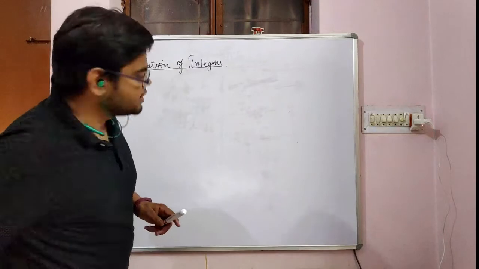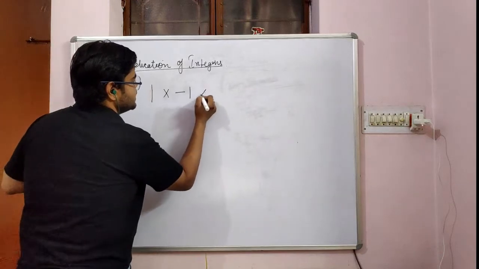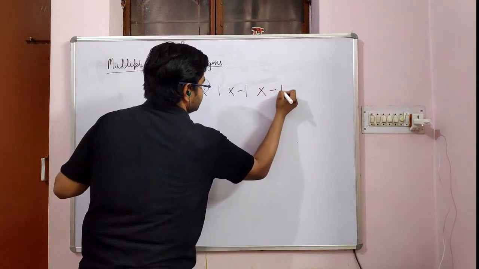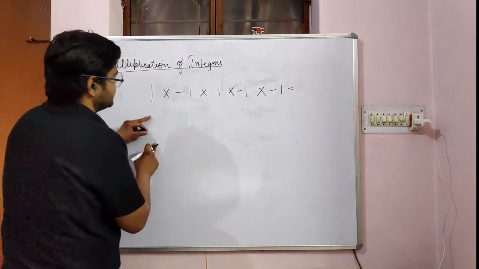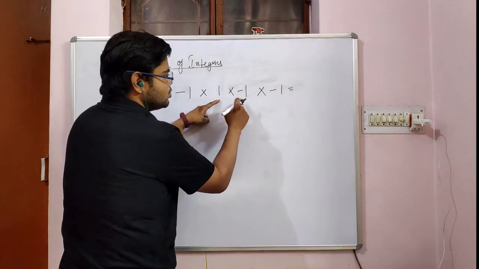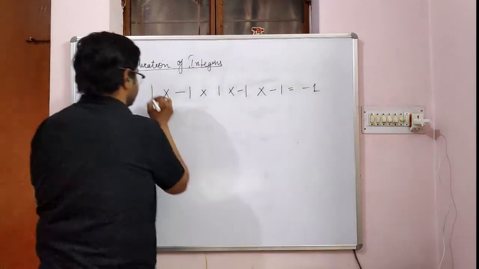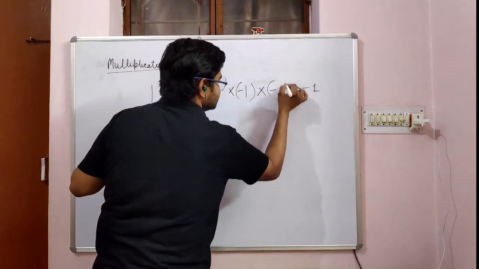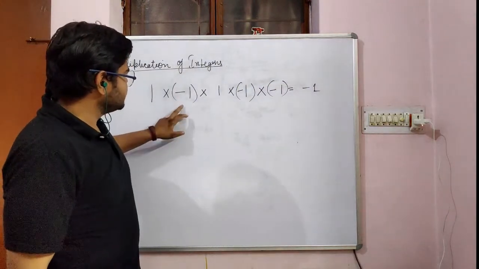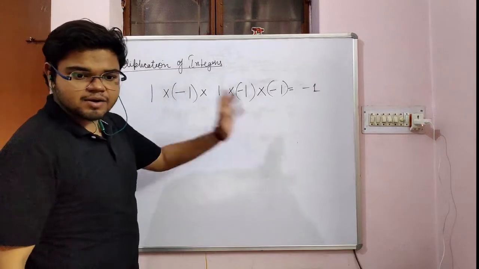Let us consider some more examples. If I have 1 into minus 1 into 1 into minus 1 into minus 1, what will be the result? 1 into minus 1 is minus 1, minus 1 into 1 is minus 1, minus 1 into minus 1 is plus 1, and 1 into minus 1, the result is again minus 1. Let's put these in brackets to avoid any confusion. So from here we see that the negative sign is 3 times here, and 3 is an odd number.